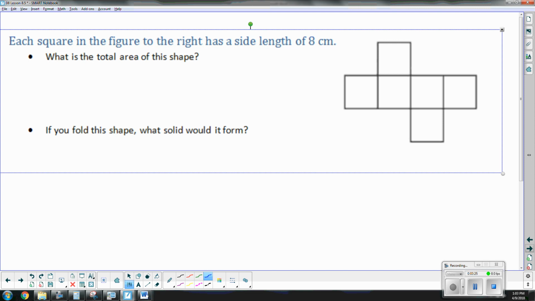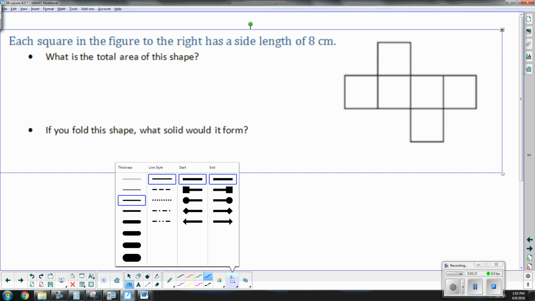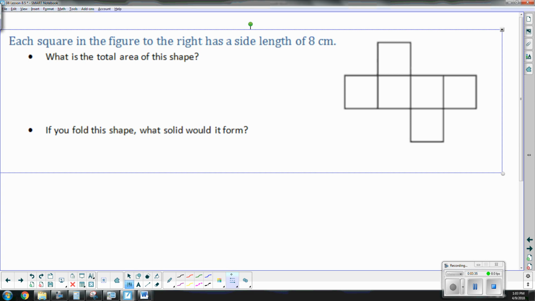So let's look at this net to the right. Each side has a length of 8 centimeters. And these are all squares, it says. So this is 8, and that's 8. So each side of every square is 8 centimeters. So the question is, what's the total area of this shape?